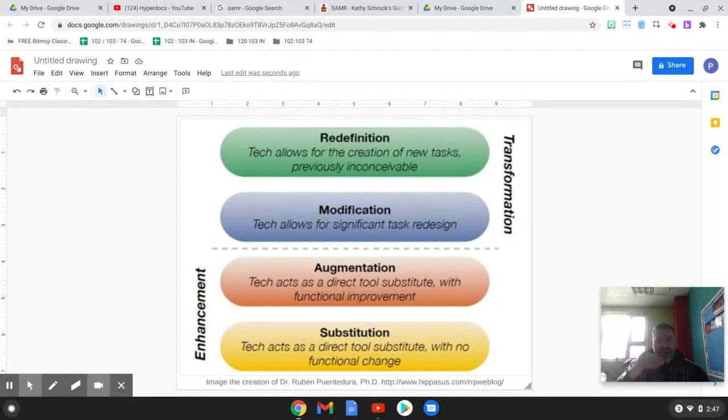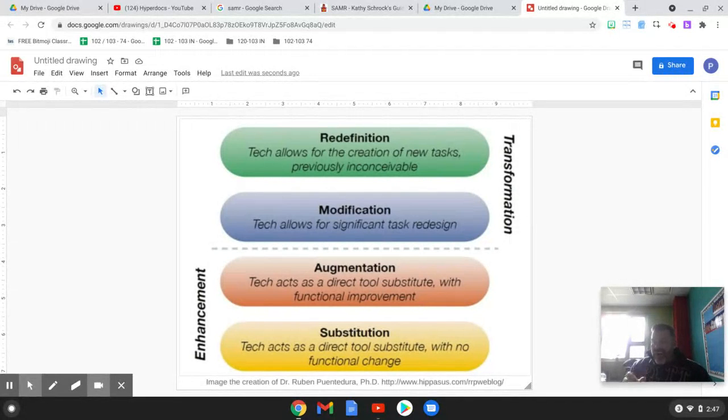But there's levels to our change, and this is what we need to start focusing on because those levels really determine how good we are with what we do. So, for instance, you have these four levels, right? Substitution, augmentation, modification, and redefinition, right? They're the four tools or the four concepts to go with technology, right?